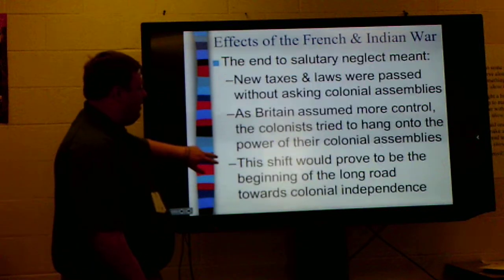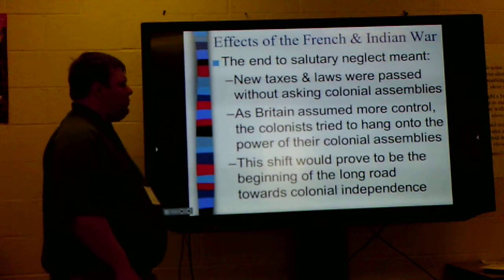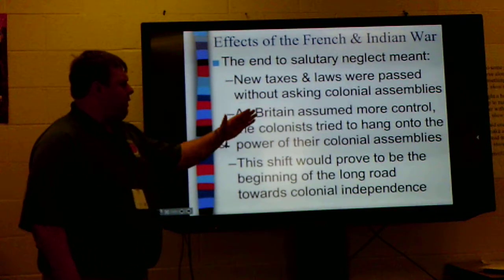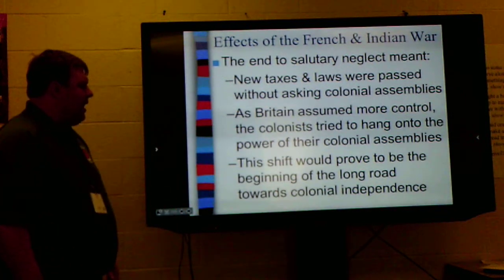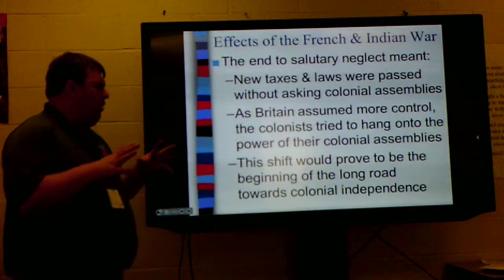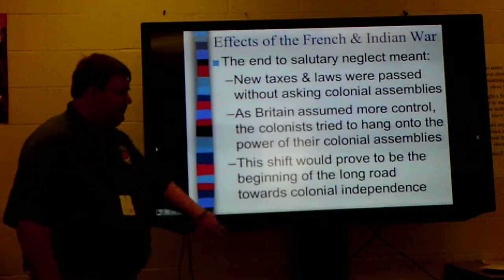That word parliamentary sovereignty means Parliament has the authority to rule. They are sovereign. So to end salutary neglect meant that new taxes and laws were passed without asking those colonial assemblies. As Britain assumed more control, the colonies tried to hang on to the power in the colonial assemblies, and this shift would prove to be the beginning of a long road towards colonial independence.